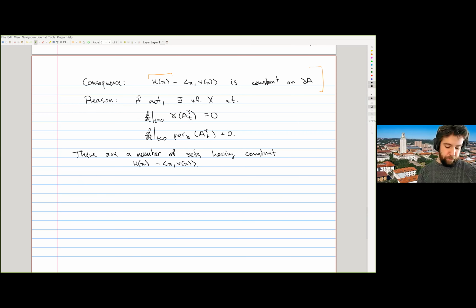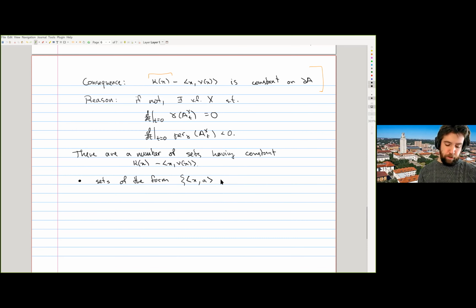Okay, here are some examples. The first example that makes us happy, because these are the ones that actually minimize the Gaussian isoperimetric problem, are sets of the form: the set of all points x where x inner product a is smaller than or equal to b. And just for normalization, I can say that a is a unit normal, right?